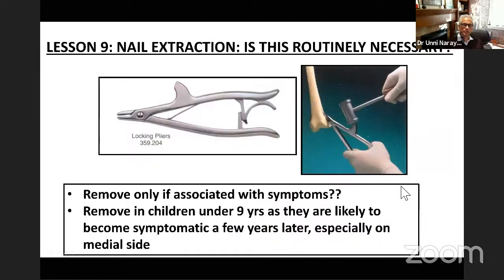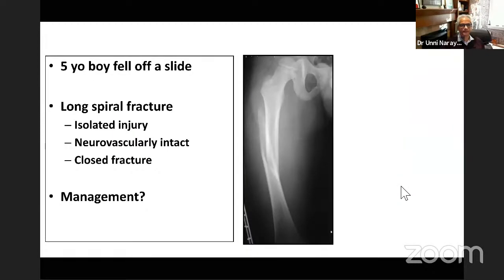Finally, do we routinely have to remove these nails? I think in children under 9, because of growth, the rods are going to end up being much more proximal to where you inserted them. And even if you follow those principles of keeping them flush along with the supracondylar flare, as the bone remodels and the canal narrows, they become prominent and become irritating. So I would say under 9 years of age, especially in a boy, and maybe under 8 in a girl, I would consider removing them at about a year.